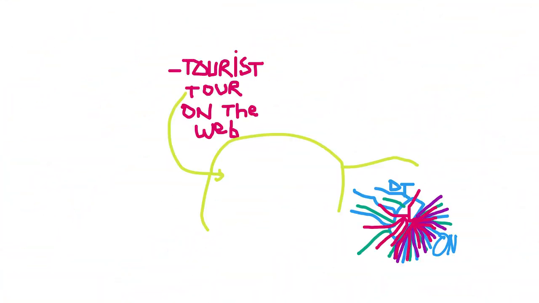To the web or through the web? I did not hear through. What should you say? To. To, okay. To the web, okay. Tourist tour on the web.